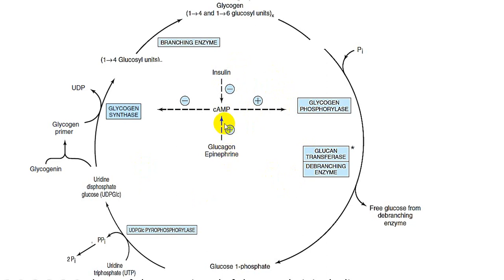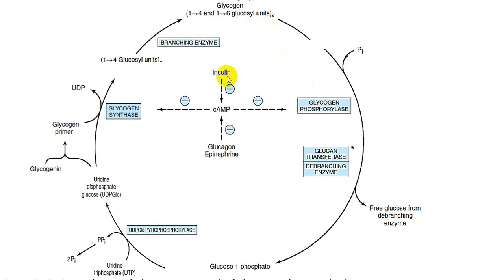Insulin and glucagon will affect this enzyme, glycogen phosphorylase. Insulin affects cyclic AMP negatively, therefore there is less cyclic AMP concentration and activity. Therefore, activation of this enzyme will be less, because insulin decreases the amount and activity of cyclic AMP. Therefore, the activity of this enzyme will be decreased, and the hydrolysis of the glycogen process will be decreased.